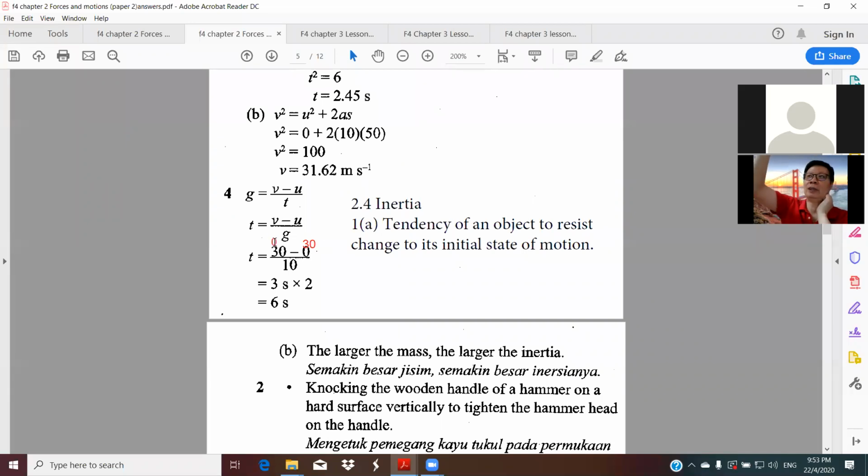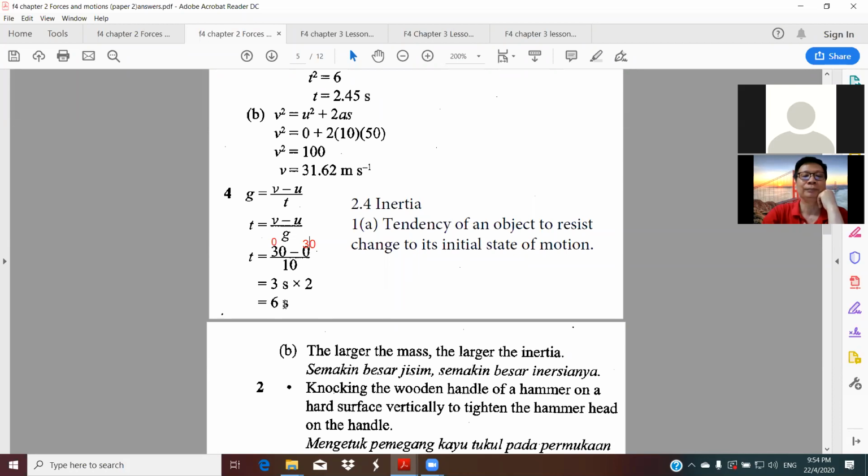Final velocity is 0 when you reach the highest point. Initial velocity, negative 30, and here supposed to be negative 10. Why negative 10? Because you go up, you go against the gravity. So you get 3. Then total time is 3 times 2. Why times 2? Go up and go down. Yes, correct. Same time. Go up 3, come down also 3. So that's why in total you times 2, so you get 6 seconds.